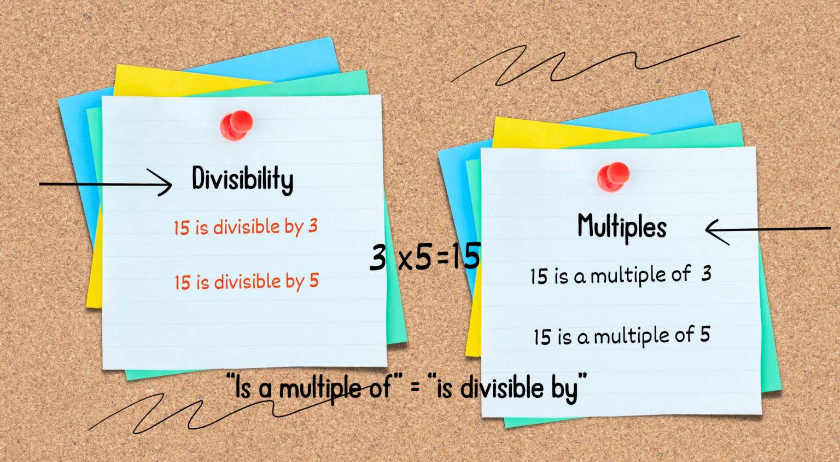Another thing that we maybe understood or assumed from the whole lesson, there is always a link between divisibility and multiples. Let's see, 3 multiplied by 5 equals 15. I can say 15 is divisible by 3. I can say 15 is divisible by 5. I can say 15 is a multiple of 3. I can say 15 is a multiple of 5.